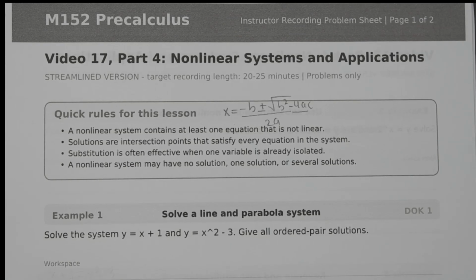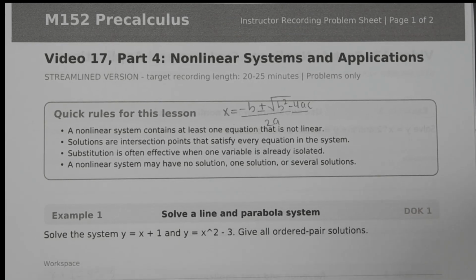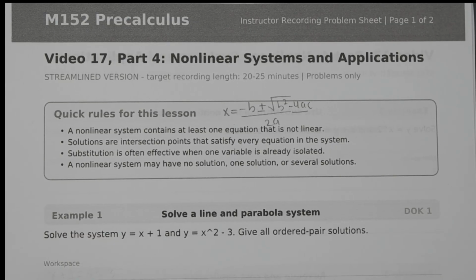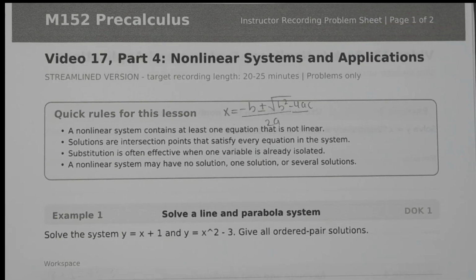Hello again. In the previous lesson, we calculated determinants using Cramer's rule, and we used it to solve linear systems. In this lesson, we're going to look at nonlinear systems, and nonlinear systems contain at least one equation that is not linear. Examples include things like parabolas, circles, and other curved graphs. The solutions are the intersection points that satisfy every equation in the system.